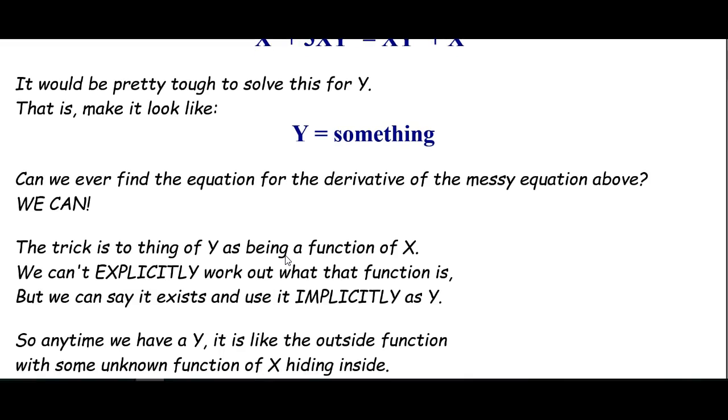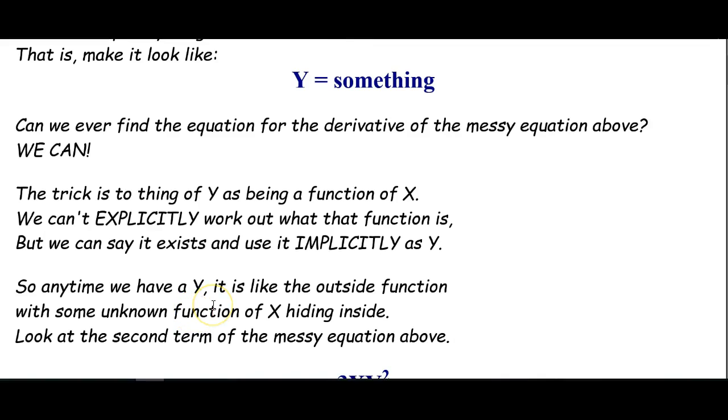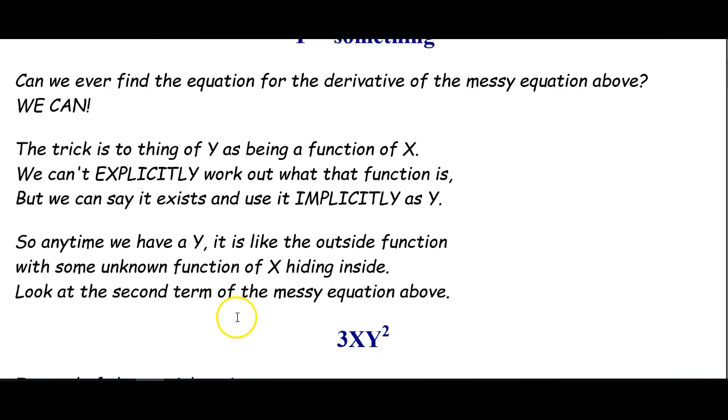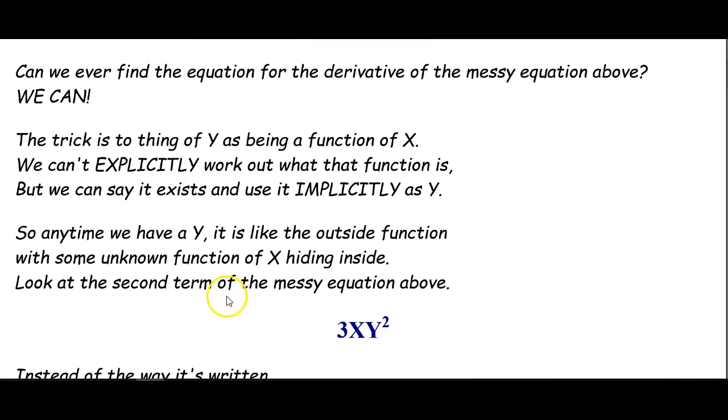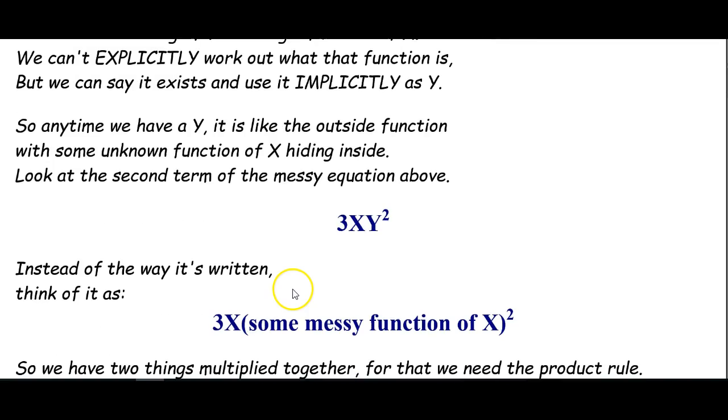The answer is yes. The trick is to think of y as being a function of x. We can't explicitly work out what the function is, but we can say it exists and use it implicitly as y. So anytime we have a y, it is like some unknown function of x hiding inside. Let's look at the second term of the messy equation above, 3xy squared.